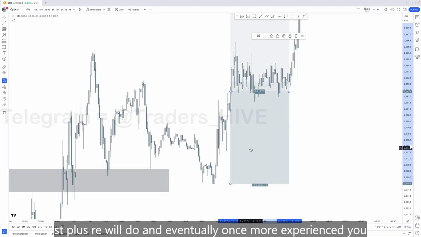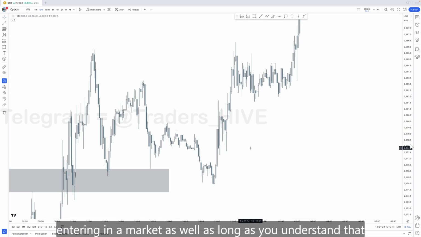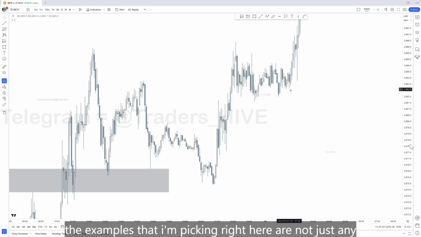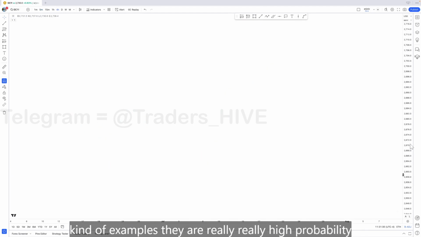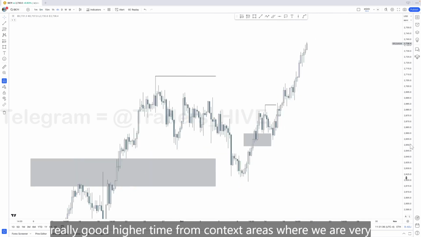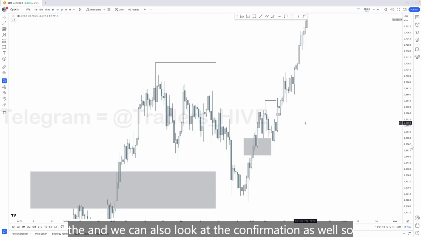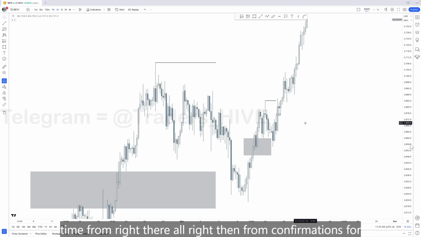And eventually, once more experienced, you will see there's a variety of variables for entering a market as well. As long as you understand that the examples I'm picking right here are not just any kind of examples. They are really, really high probability, really good higher time frame context areas where we are very certain that price will actually continue in that direction. That's the most important part. The lower time frame order flow, again, we'll create a separate video on it about entry techniques, potentially even an entry module, but it's not the most important part. It's all about the higher time frame right there.